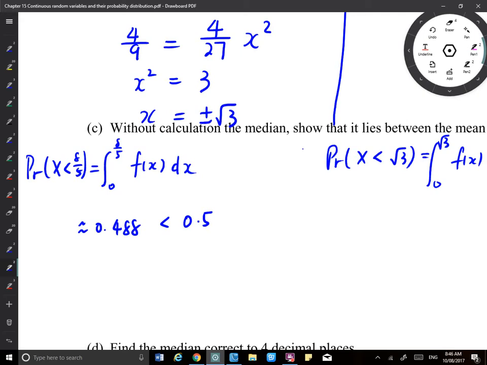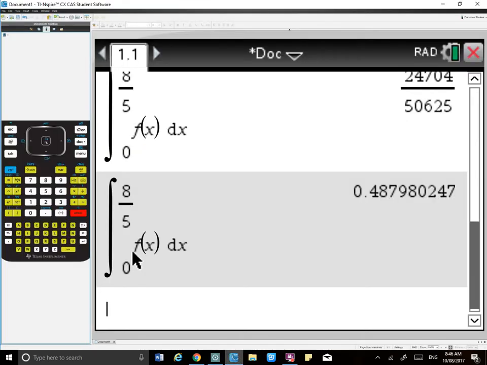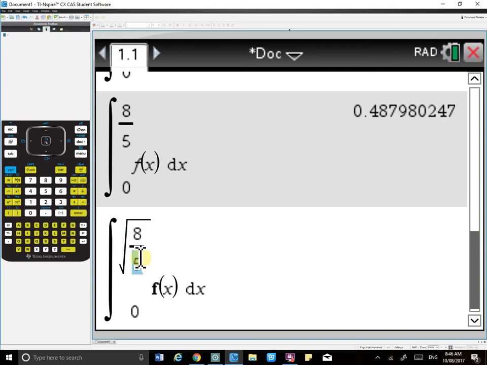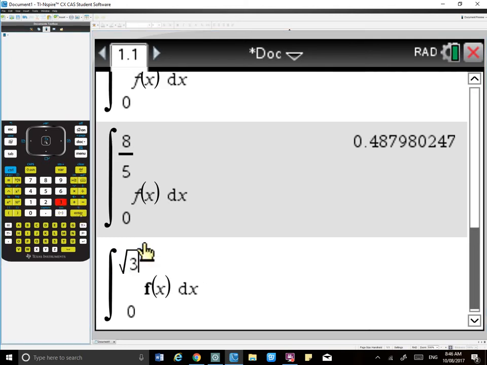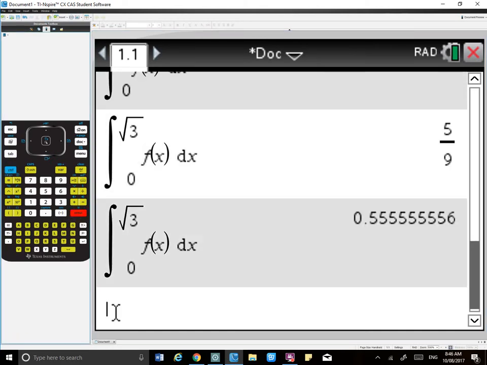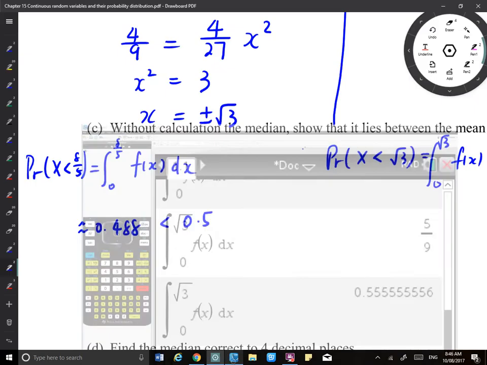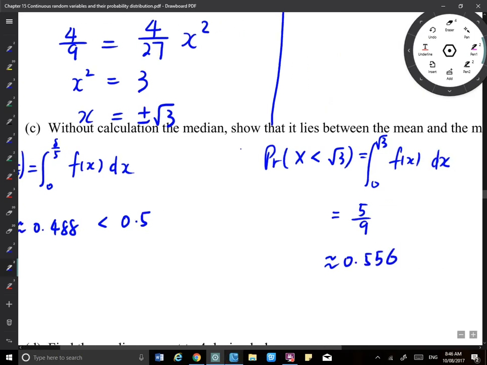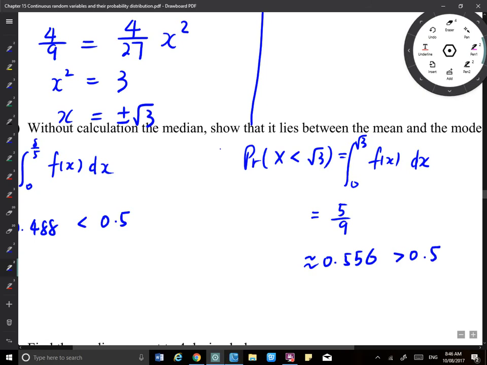The area to the left of the blue line is less than 0.5. And then let's change that to root 3. That's 5 on 9. Control Enter. 0.5555, which equals 5 on 9, approximately 0.556, which is greater than 0.5.